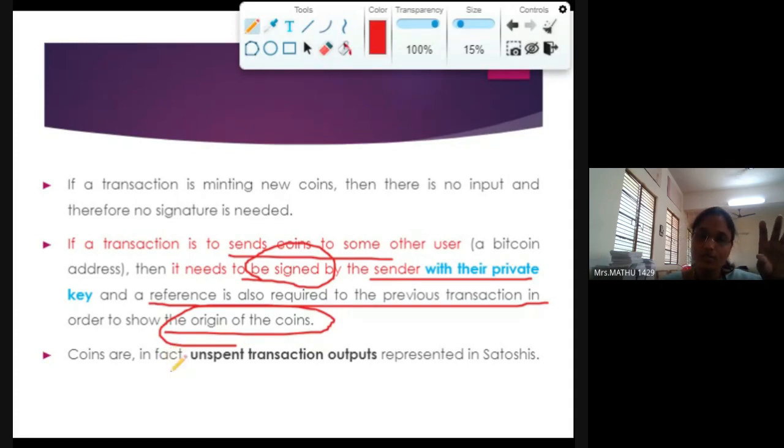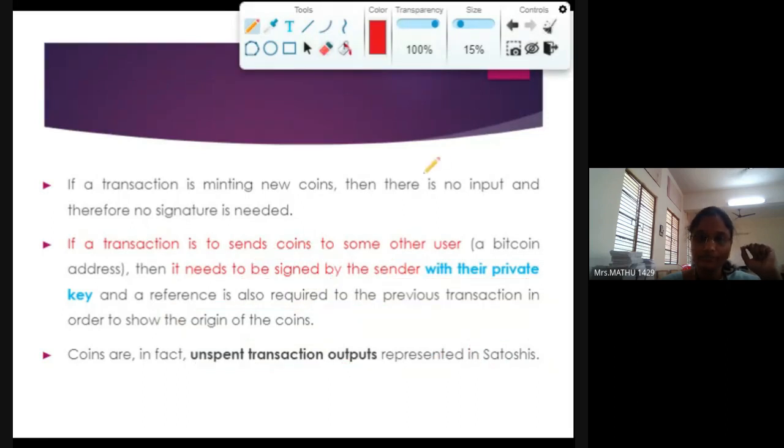So that is possible. Now these coins, we call them unspent transaction outputs. That is represented in satoshis. I hope you remember this term satoshis. That is the least value of Bitcoin, the basic unit in Bitcoin.